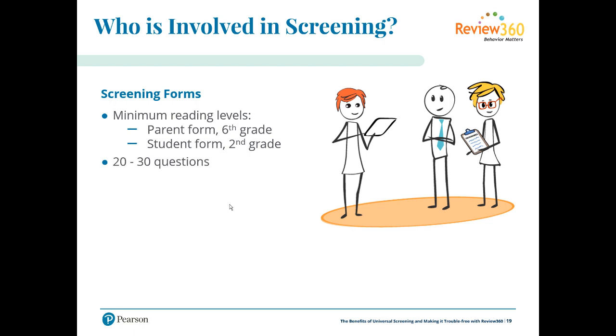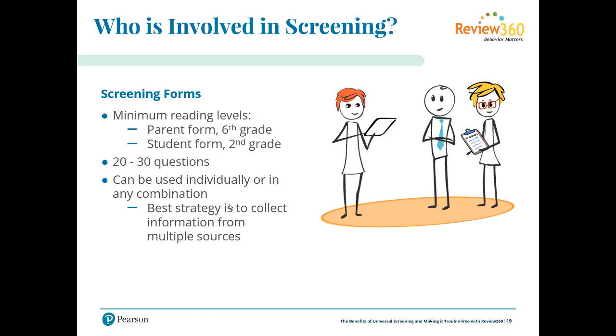There are 20 to 30 questions roughly for all the different forms, so it's not a lot. A lot of them are Likert-type scales, so they're going to do a 0, 1, 2, 3, or never, sometimes, often, always, things like that. So the scale is not too difficult to work with. And again, you can combine them in any combination that you want. You can do them individually, just with teachers or just with students. It's up to you. Within the process, you can make different combinations, and that way you can get a different perspective. You also can have multiple teachers screen one student.